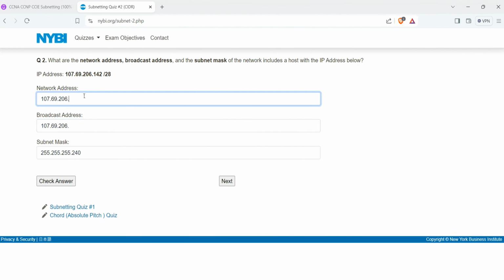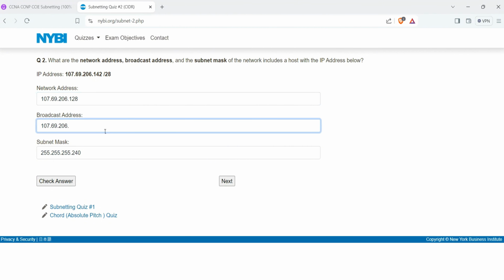Okay, the jump start is 16. 16 times 10 is actually 160. 160 minus 16 is what? Think about it like that. Or you could say 16 and 16 is 32, 48, 64, 80, 96, 112, 128, 144. It's between 128 and 144. So 128 is a network ID. The next network is 144. The broadcast is 143.